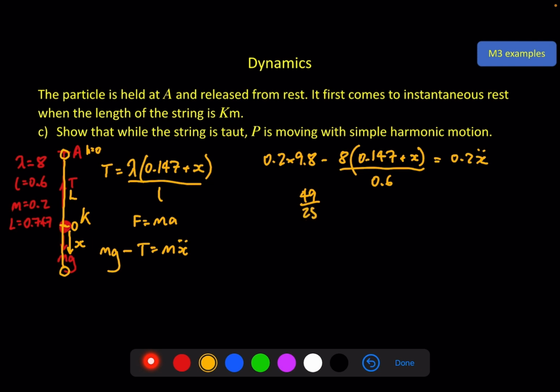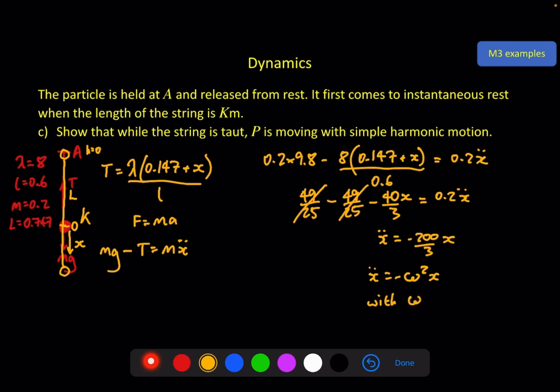We get 49 over 25 minus 49 over 25 minus 40x over 3 is equal to 0.2 x double dot, because this term has come from something that cancels with lambda and L to make mg. So again, shouldn't be surprised that they cancel. Rearranging this, we get x double dot is equal to minus 200 over 3 x, which is of the form minus omega squared x, with omega equal to 10 root 6 over 3. Therefore we have simple harmonic motion.